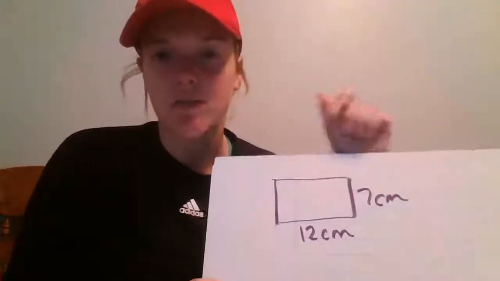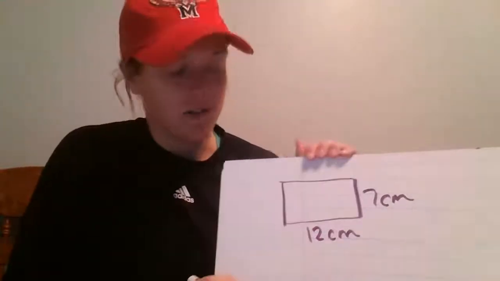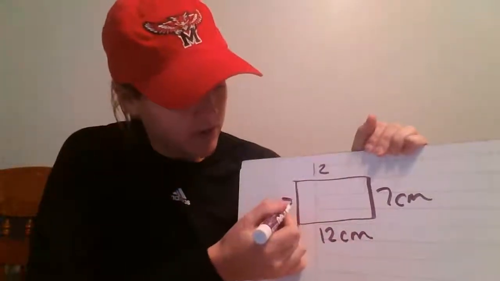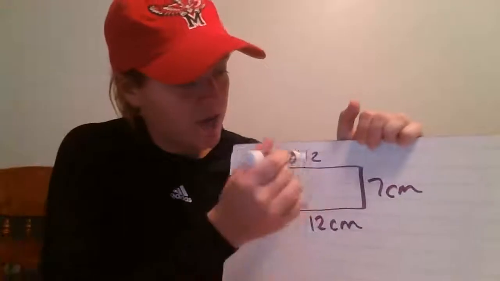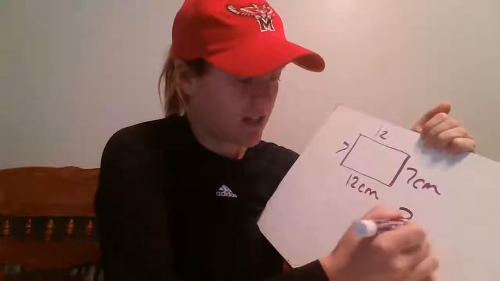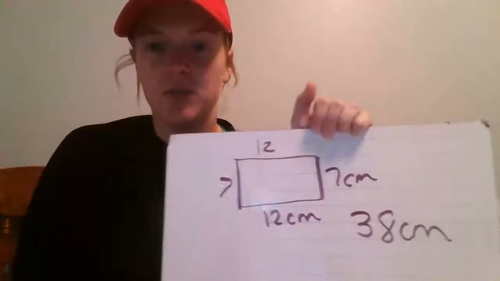Now look at example 2. It says, find the perimeter of this rectangle in meters. It gives us a rectangle with a side of 7 centimeters and also 12 centimeters. To turn it into meters, we first need to add it all up in centimeters and then convert it into meters. Since this side is 12, this one is also 12, and so on. We add 12 plus 7 plus 12 plus 7, which gives us 38 centimeters.